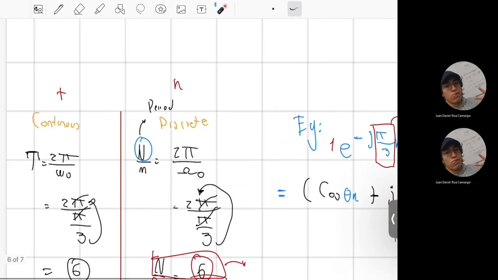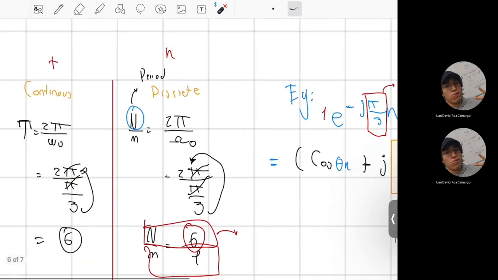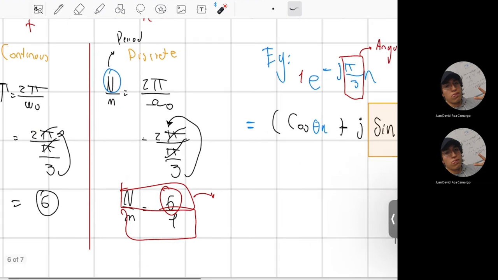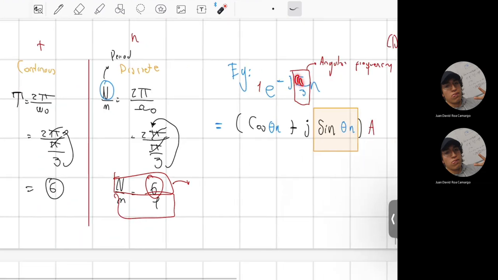To calculate the period, we will realize that they work quite differently. In this case, they are the same, but actually they are different. For example, if we use this formula to calculate the period in a continuous signal, we get 6. But for discrete, we actually get 6 too, only because they are pretty much the same. But this is not always the case.